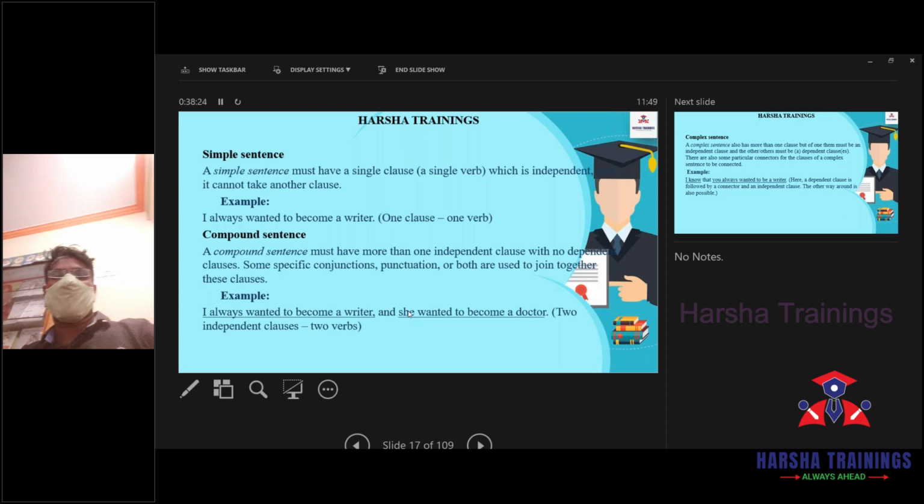What's a compound sentence? Just joining two sentences with the help of a punctuation or a conjunction. What are conjunctions? They are nothing but words that help us to join two sentences. And, or, but. Okay? Such words are called conjunction words.